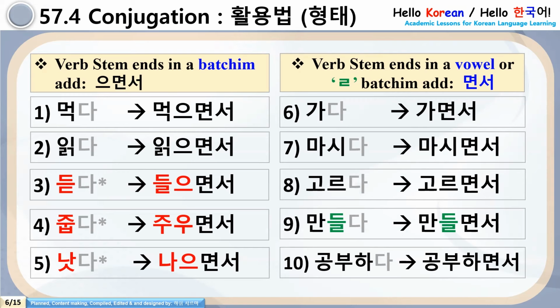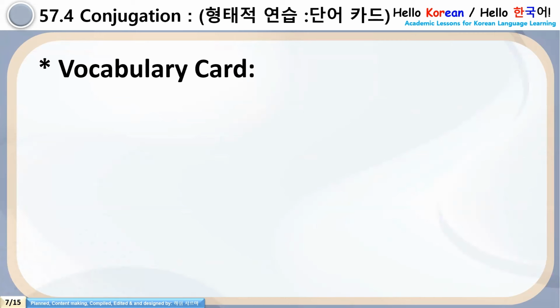So again the same request. Please make this table once, yes, in your notebooks, 여러분. Without making this table, these rules will not be clear. Can you do that? 감사합니다, 여러분. Let's move to the vocabulary card practice.